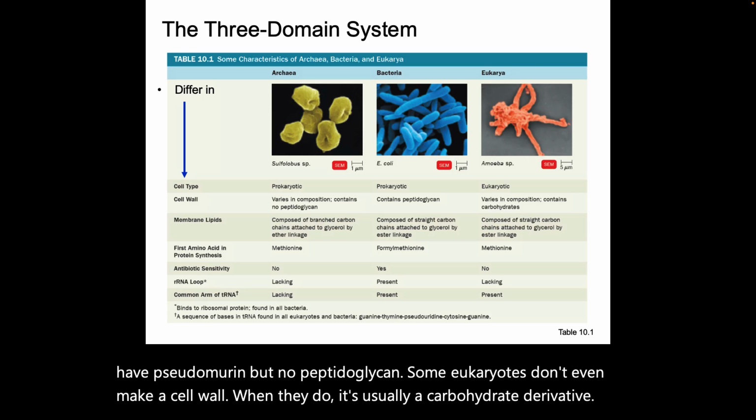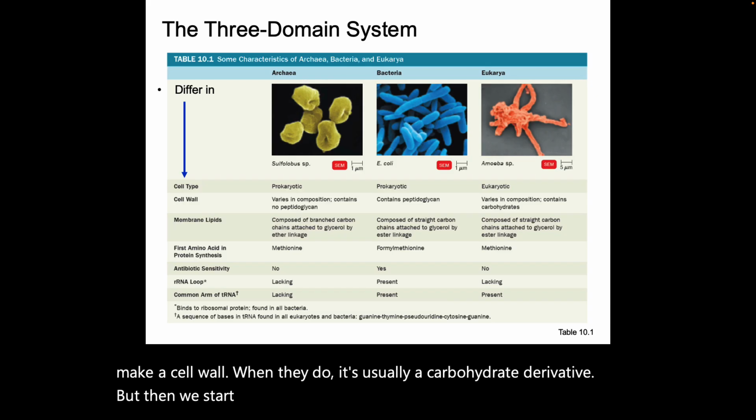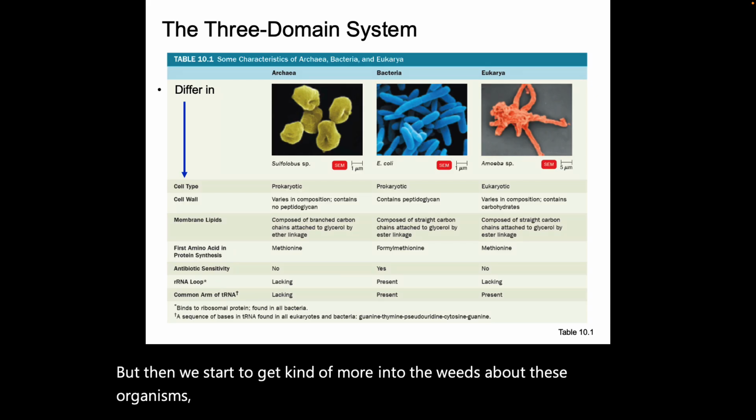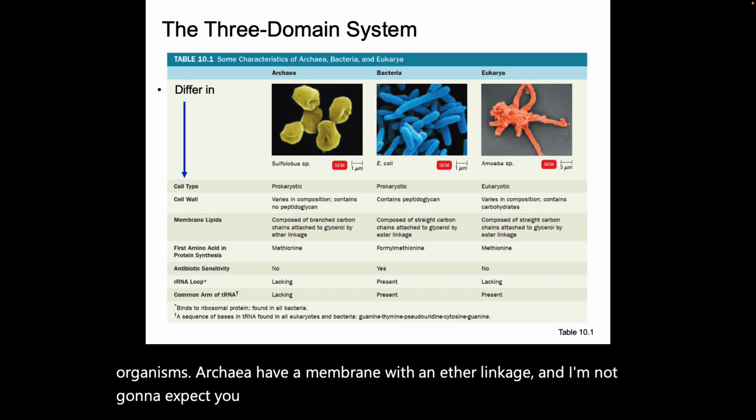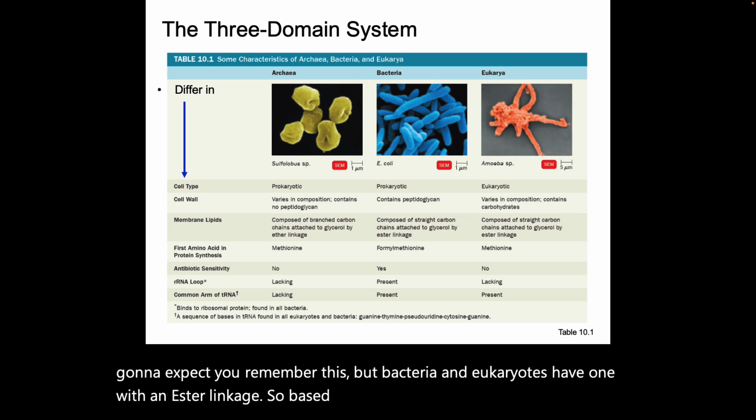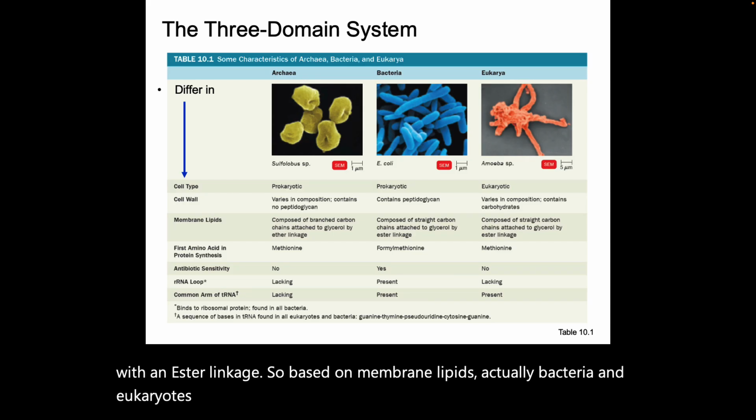But then we start to get more into the weeds about these organisms. Archaea have a membrane with an ether linkage. And I'm not going to expect you to remember this. But bacteria and eukaryotes have one with an ester linkage. So based on membrane lipids, actually bacteria and eukaryotes are more closely related to each other, because the archaea have a very weird one.